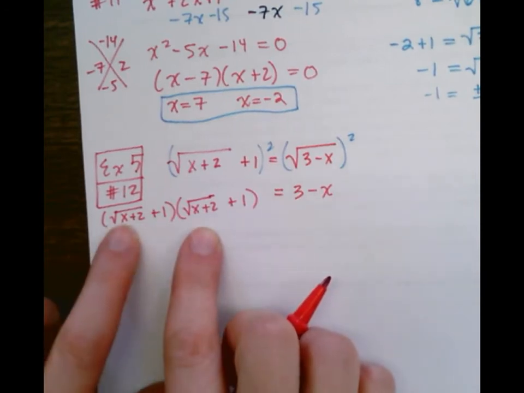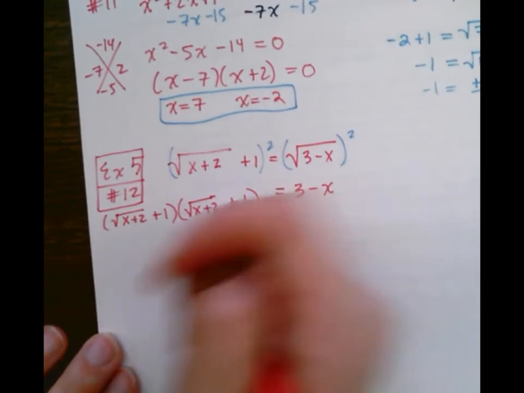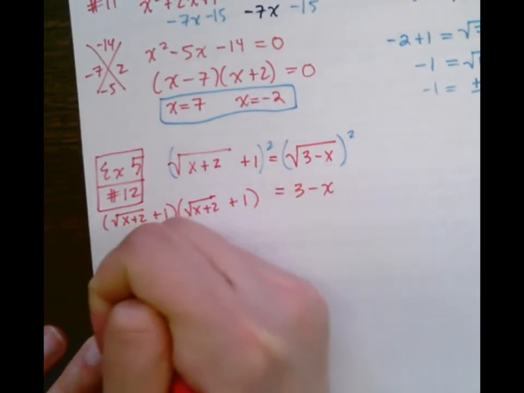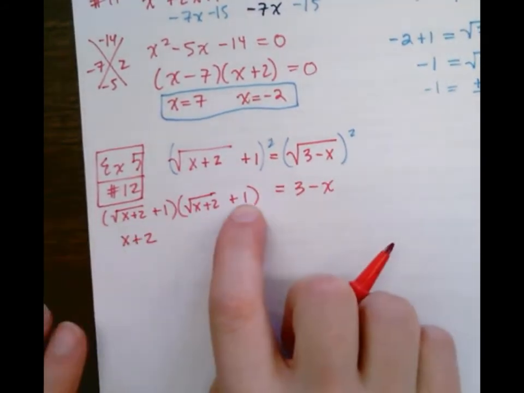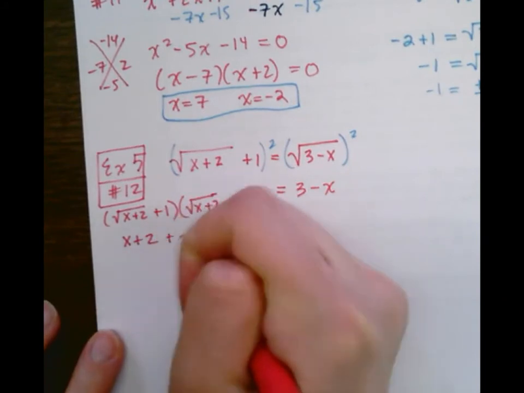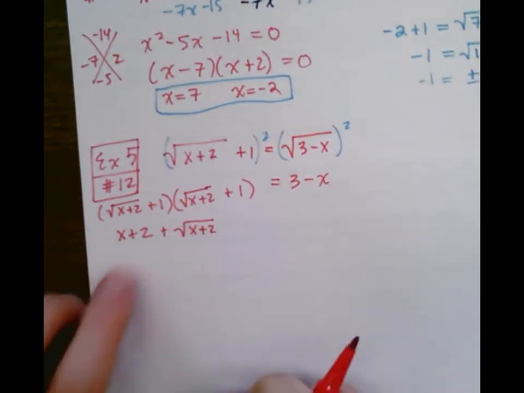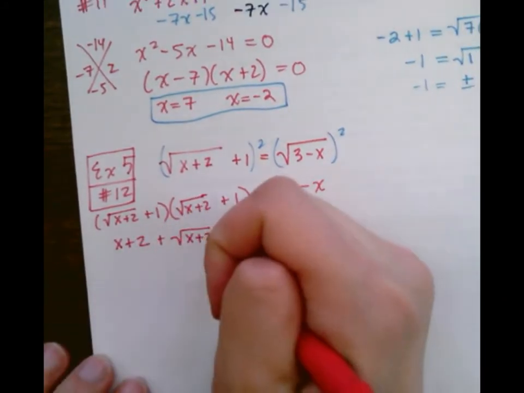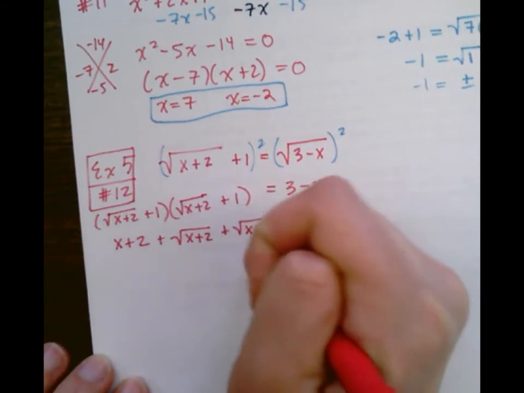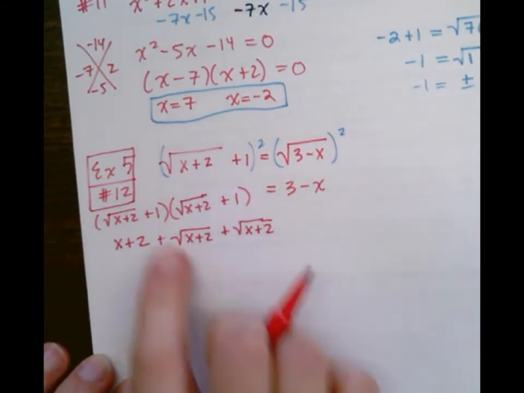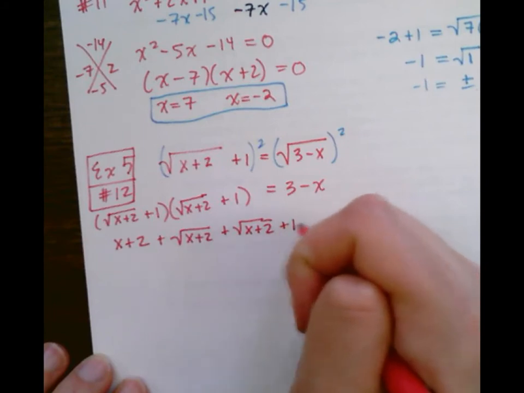So if I do root x plus 2 times root x plus 2, I get x plus 2. If I do root x plus 2 times 1, I get the square root of x plus 2. If I do 1 times the root x plus 2, I get that same thing again. And then if I do 1 times 1, I get 1.